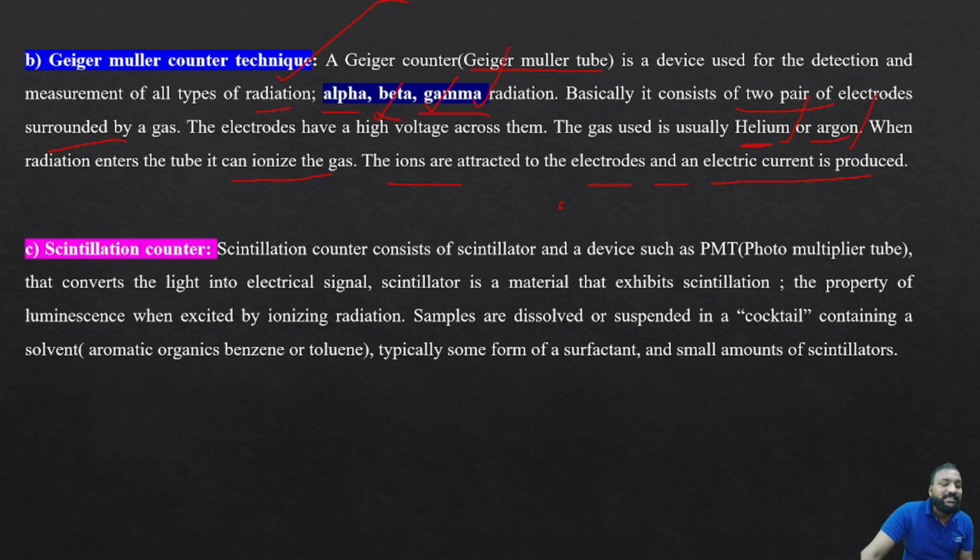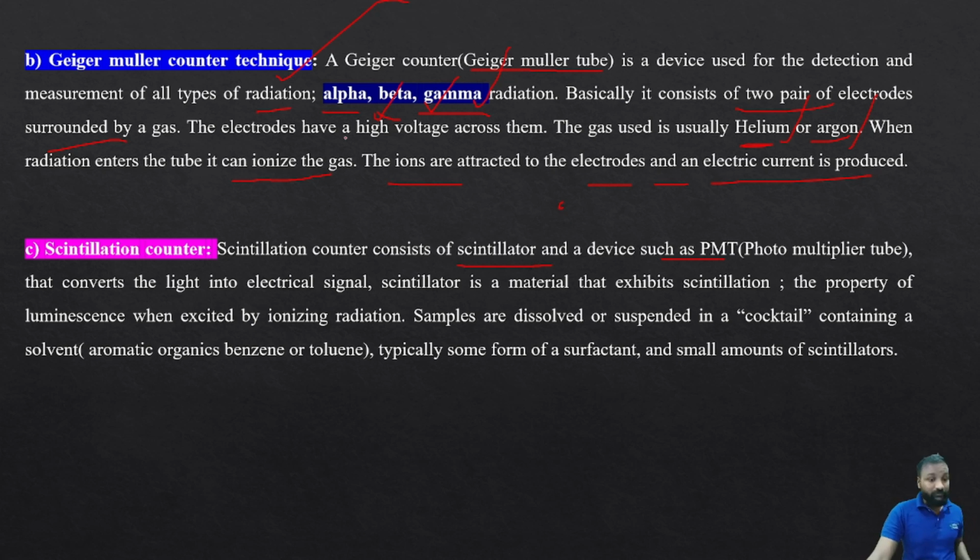The next one is the scintillation counter. A scintillation counter consists of a scintillator and a device such as a PMT, simply photomultiplier tubes. We can see these detectors. The scintillator consists of a PMT. A PMT is a detector, the photomultiplier tube detectors which we see in mass spectroscopy and all these things.